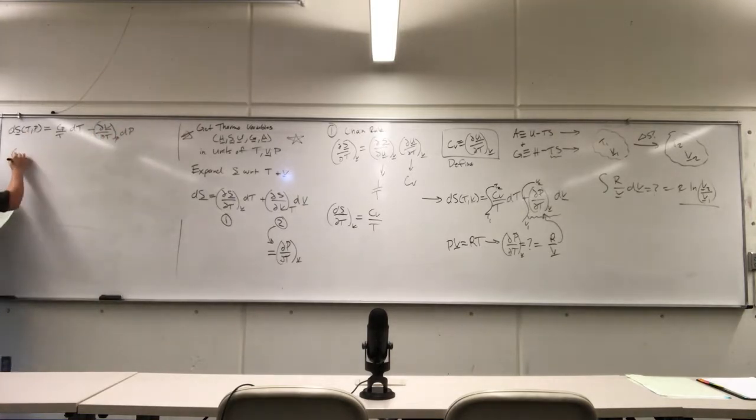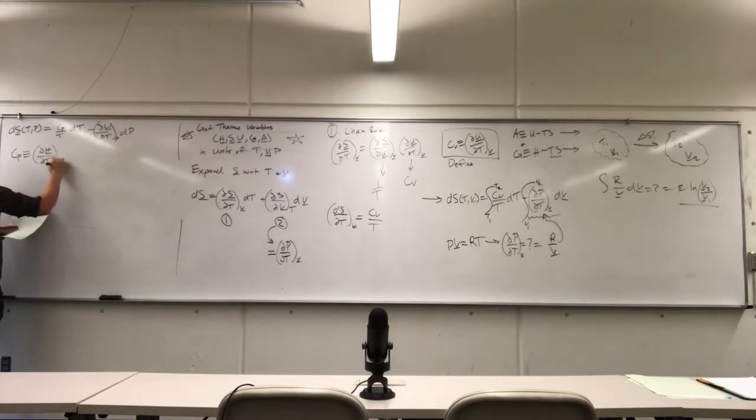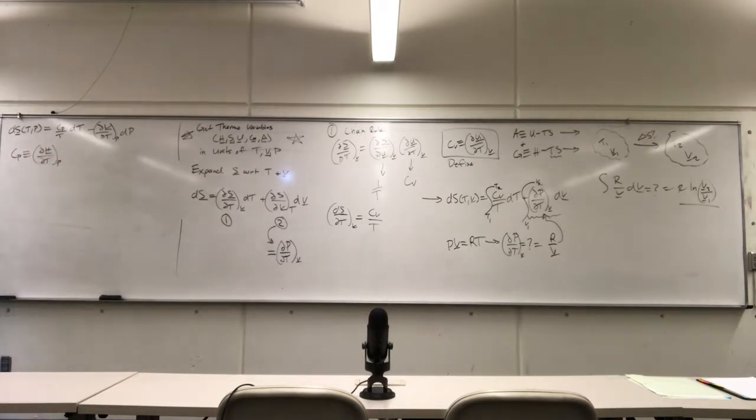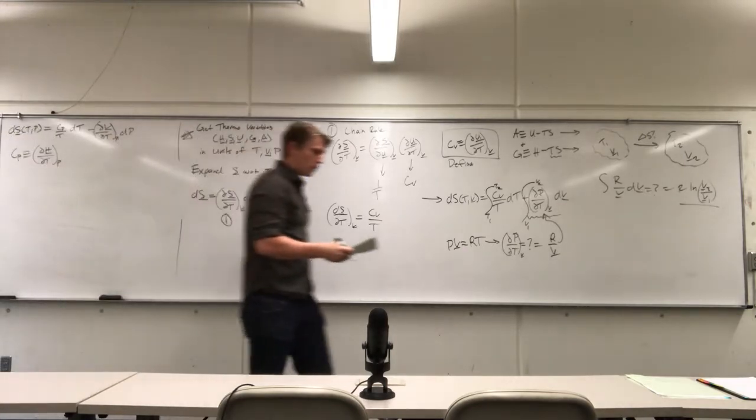In this case, C sub P is defined as how much the enthalpy changes with respect to temperature at constant pressure. So again, we have to make up another term that we have to measure. So we can do that.